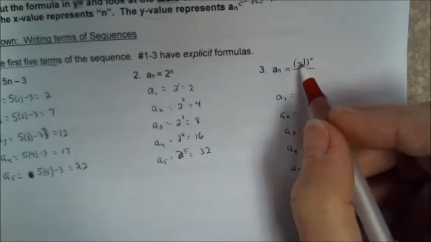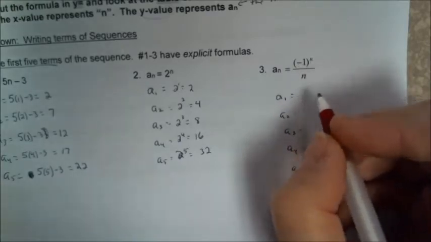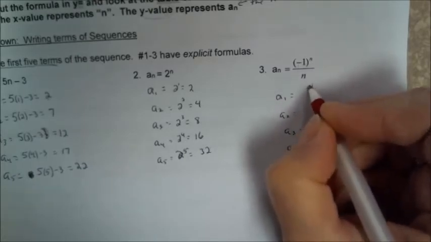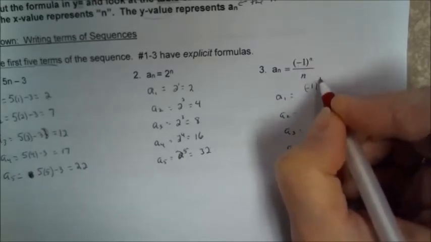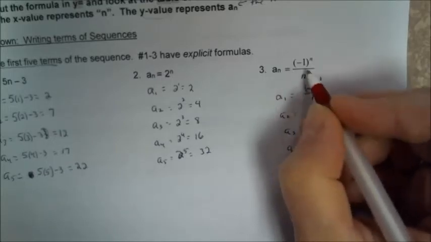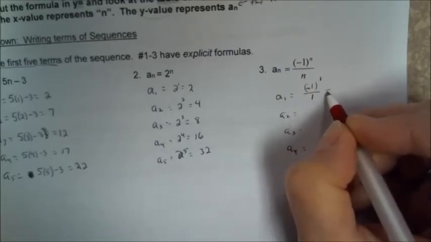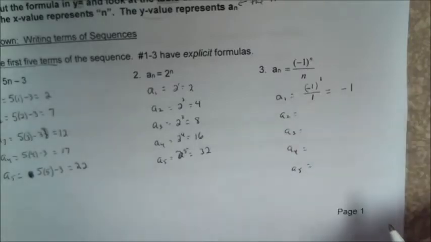So this one has -1 to the nth power divided by n. So how do we write this out? Well, we take -1, now n equals 1, so we raise it to the first power, all divided by 1. So here's your first term. -1 to the first power is -1. -1 divided by 1 equals -1. So there's your first term.